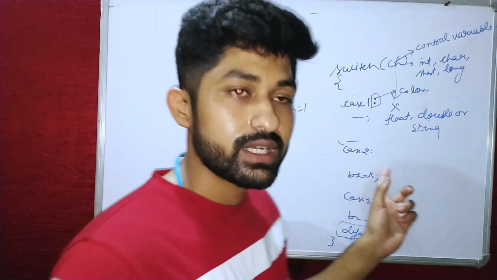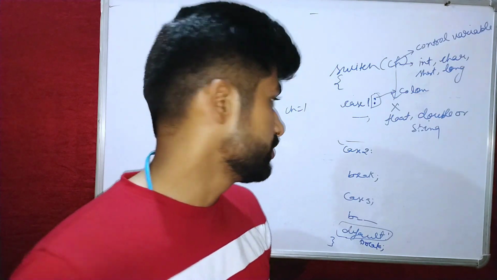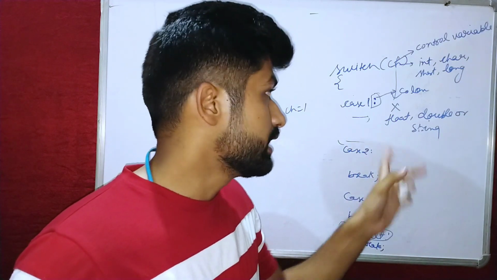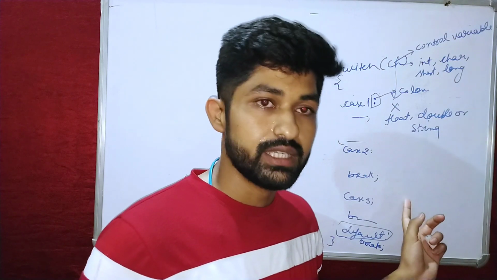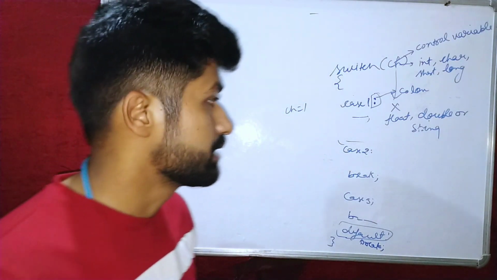So if you want to overcome the problem of fall through in a switch case, what you have to do is use the break keyword. So friends, if I have removed the break keyword, it is now the normal flow of control. When you are removing the break keyword, it will be the normal flow of control. So I think everything is clear about the switch case.